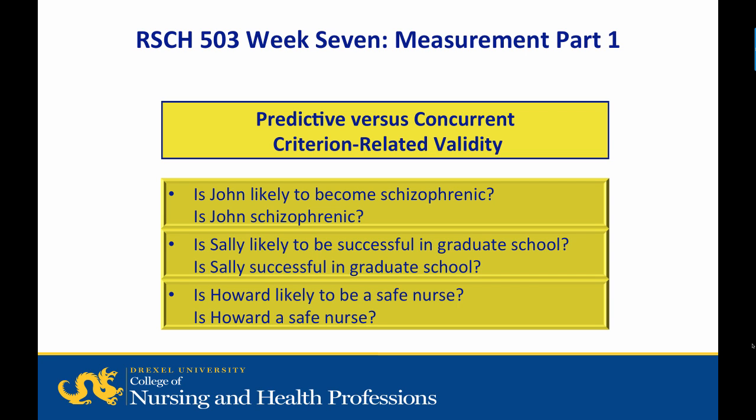What are the differences between predictive versus concurrent criterion-related validity? Let us answer this question by examples. Is John likely to become schizophrenic? Predictive. Is John schizophrenic? Concurrent. Is Sally likely to be successful in graduate school? Predictive. Is Sally successful in graduate school? Concurrent. Is Howard likely to be a safe nurse? Predictive. Is Howard a safe nurse? Concurrent.